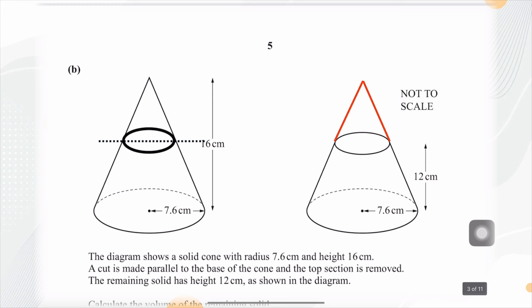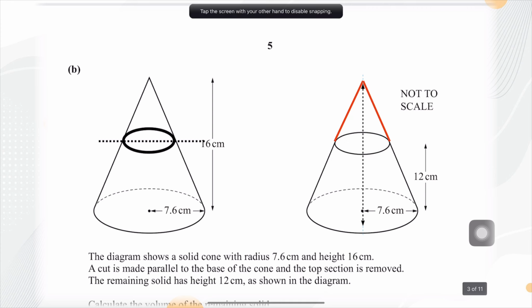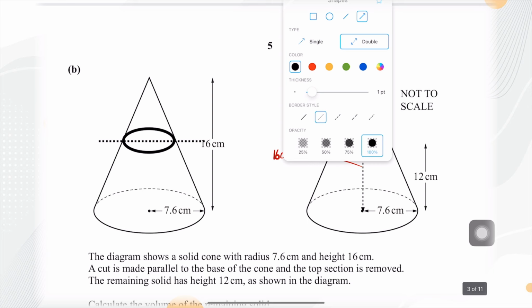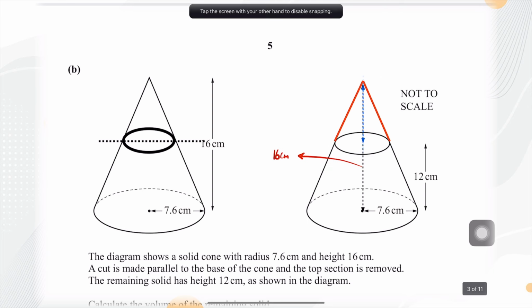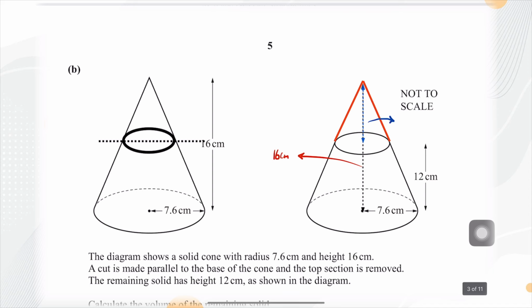Now we have the leftover height, but we also have the total height. So using this information, what can we calculate that will help? Can I calculate the height of the smaller cone? Yeah, I can totally do that. That would be equal to 16 minus 12, which is equal to 4 centimeter. So we have the height of the smaller cone, but that's still not enough.